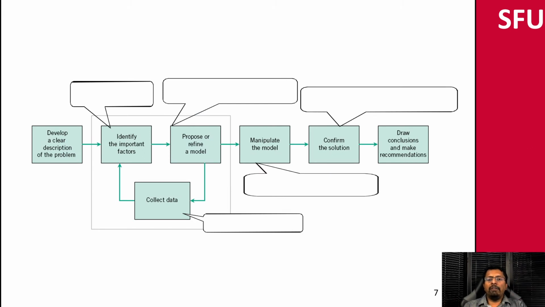So the main scientific principle is, firstly, we develop a clear description of the problem, then we identify the important factors that affect it, at least we have a tentative idea. Then we propose or refine a solution. In this case, we have to state the limitations or assumptions. Then we would collect data, so conducting experiments. Then we manipulate our model.